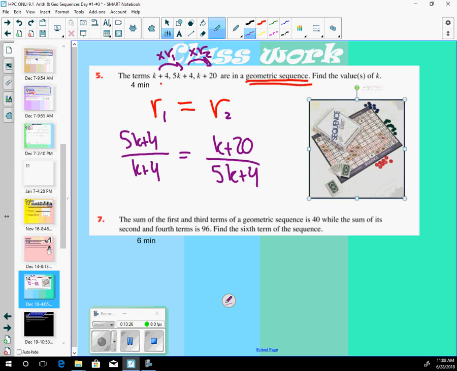So if you're looking for k, you can kind of see that you could cross multiply and find that value. I'm not going to do that. I'm going to let you do it. I think there's two values there.